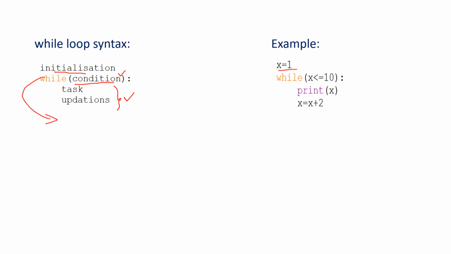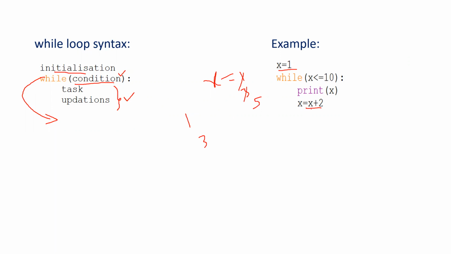First initialization, x equal to 1. Yes, x equal to 1. Now check the condition. x less than or equal to 10, yes, 1 is less than or equal to 10. In that case, print x, print 1, and increment x by 2, which means x will be 3. 3 less than or equal to 10, yes, print 3 and increment by 2.